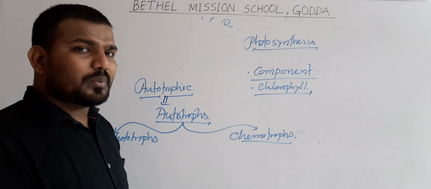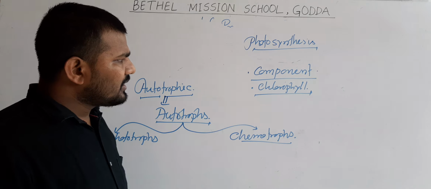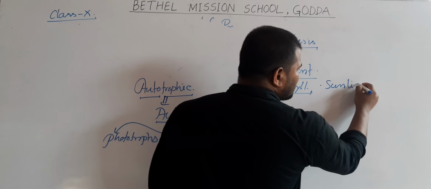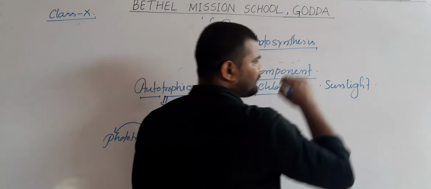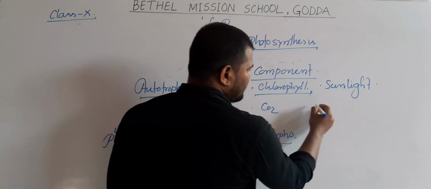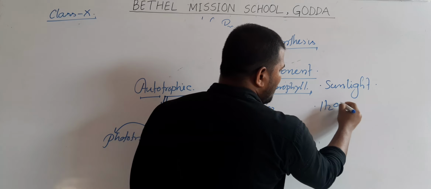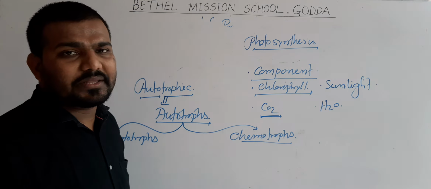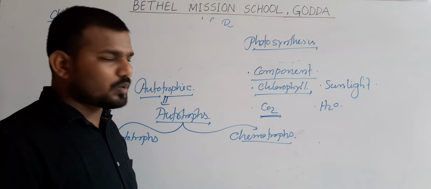It is present in the green portion of the plant. The second one is sunlight. The universal source of sunlight is the sun. The third one is carbon dioxide. And the fourth one is water. Carbon dioxide: the terrestrial plant consumes carbon dioxide by using stomata.